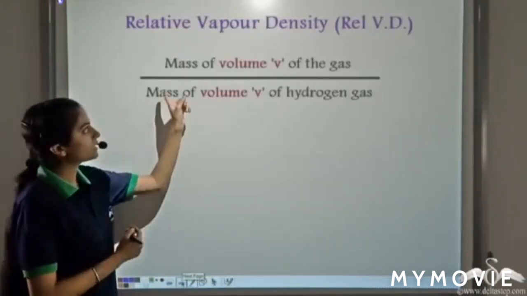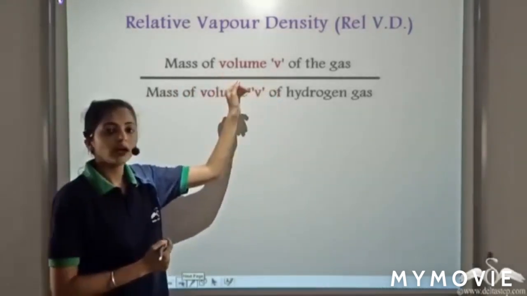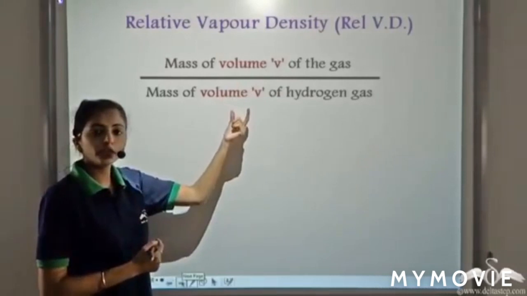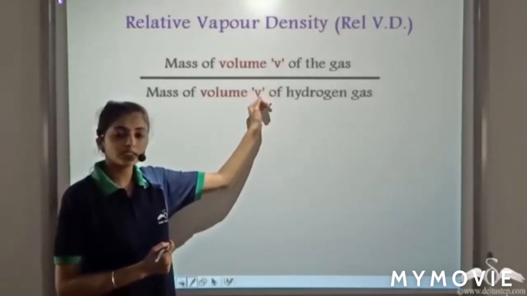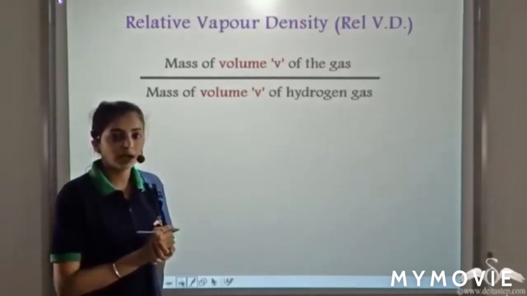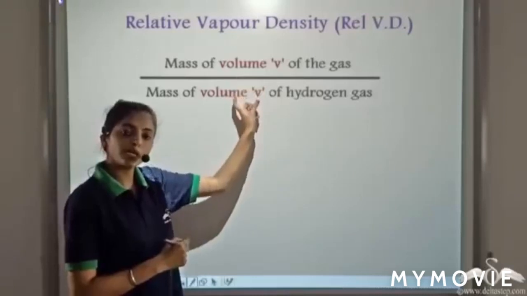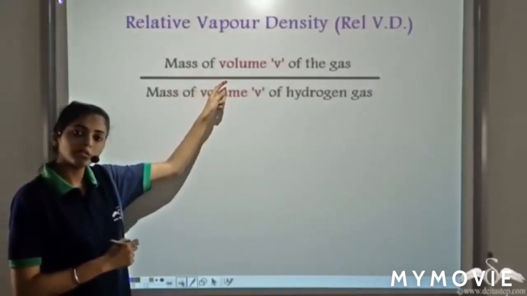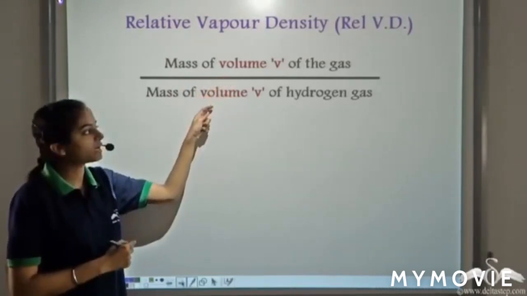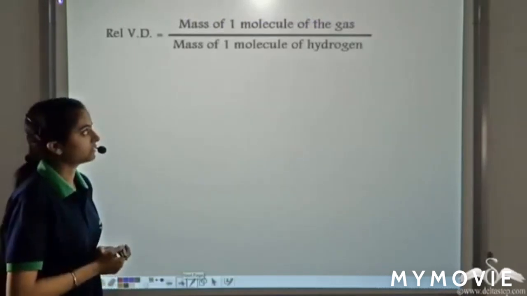This is done by taking the mass of volume V of a particular gas and dividing it by the mass of volume V of hydrogen gas. So the mass of any particular gas is compared to the lightest gas, which is hydrogen. The same volumes of the two gases are taken, and the mass of volume V of the particular gas is divided by the mass of volume V of hydrogen gas. Let's see what we get.